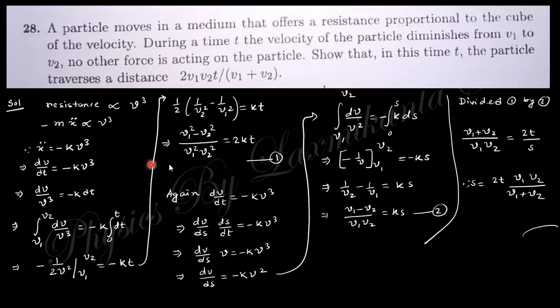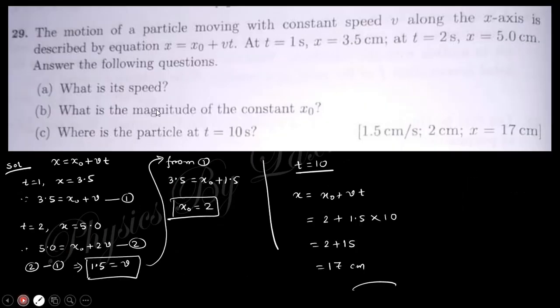Again, this dv dt can be changed into v dv ds. In terms of v dv ds, you can easily find this expression in terms of x, that is displacement. If you divide these two things, you can easily find the value of s, that is the distance traveled in time t. Next question.